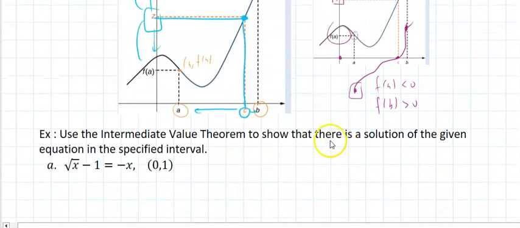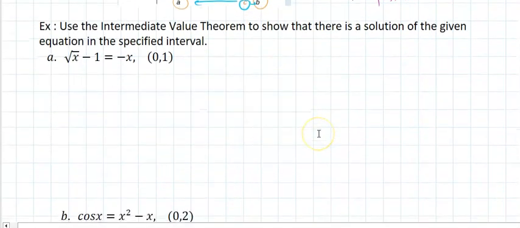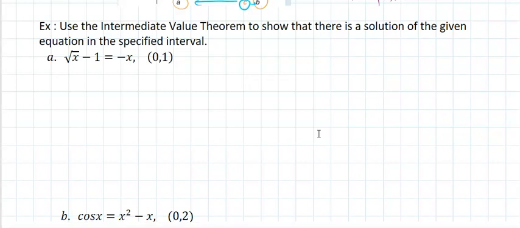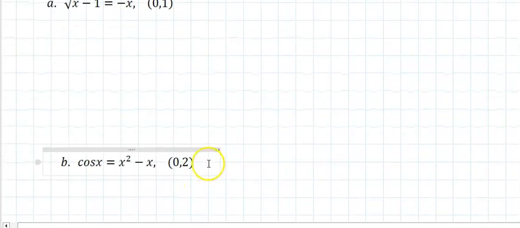That's the idea. Now the book doesn't have examples that I like, so I made up 2 examples for you. Here's one of them. It says, use the intermediate value theorem to show that there is a solution of the given equation in the specified interval. That's for the first part. The second one, let's say I didn't give you an interval. I'm going to take that one out.